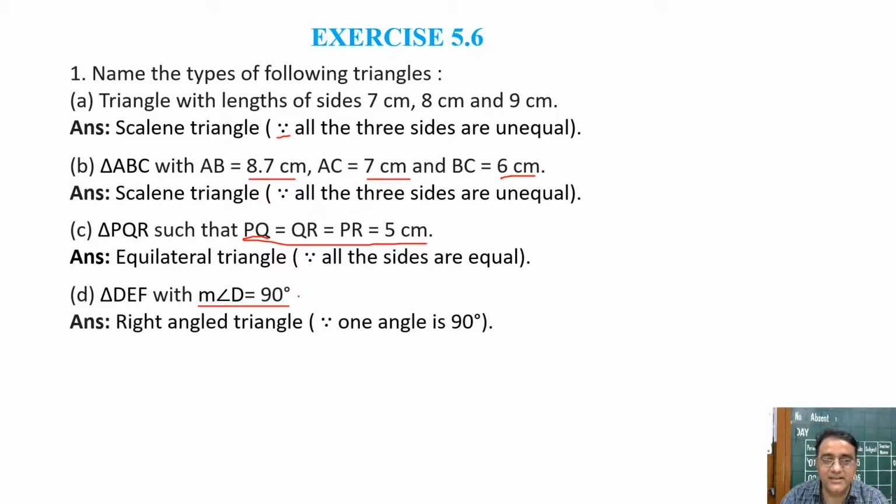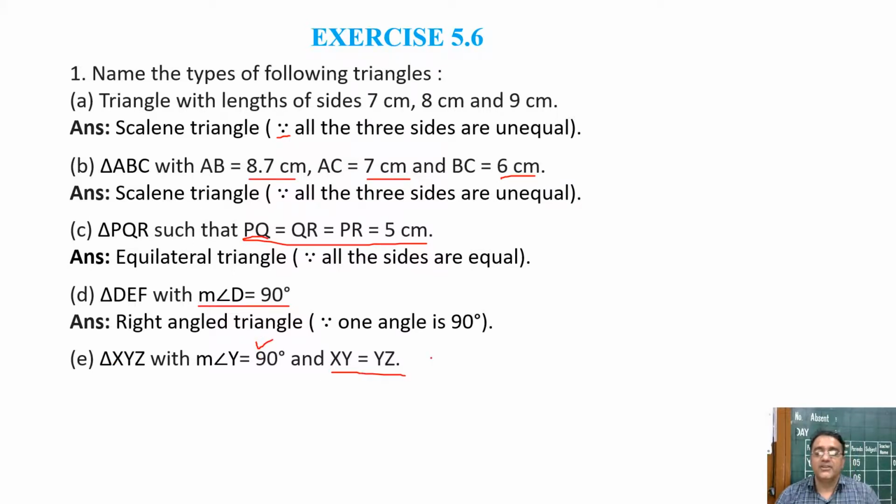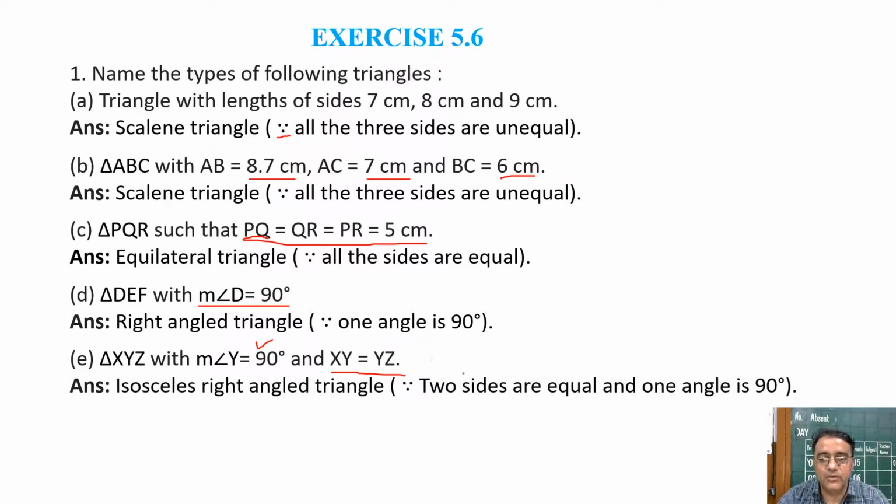Okay, right angle triangle. And the next one is triangle XYZ with one angle is 90 degree and the two sides are also equal. So isosceles. This type of triangle as two sides are equal, so isosceles हो गया. And one angle is 90 degree, so right angle triangle. दोनों को club करेंगे तो isosceles right angled triangle. Okay, two sides are equal and one angle is 90 degree.